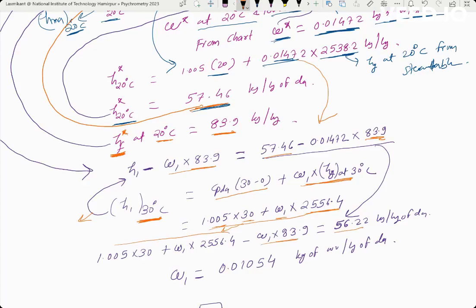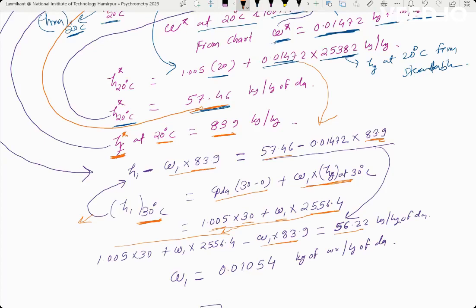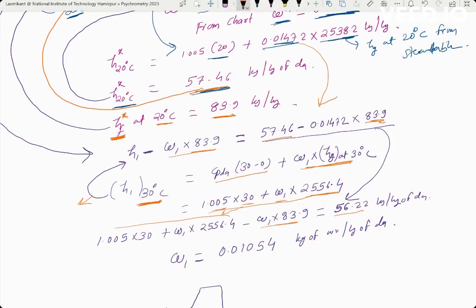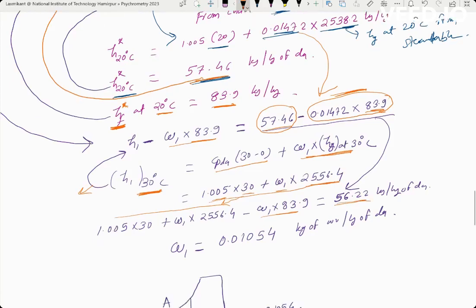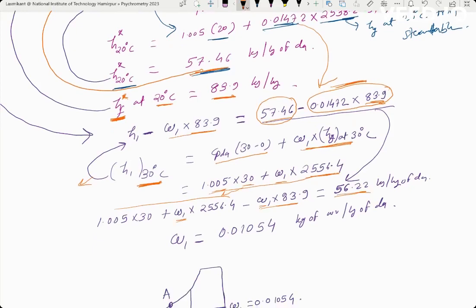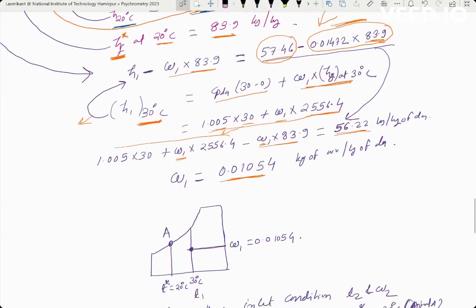So 56.22 is this value. If we subtract 0.01472 into 83.9 from 57.46, we will get this 56.22. Now in this equation we have only one unknown, omega 1. So one equation, one unknown, so we can easily find omega 1, that is 0.01054. So in this condition we are considering 30 degree Celsius, and omega 1 is 0.01054.